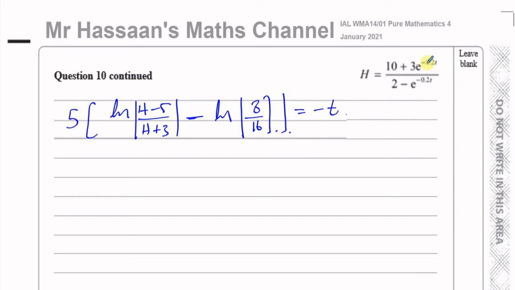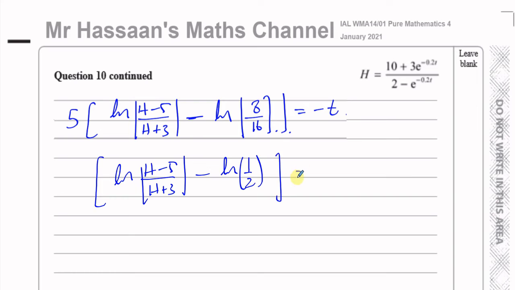So I see I have a minus 0.2t, and if I divide both sides by 5, I'll have minus 0.2t. That might help us. So also what I can do is at the same time, this is going to be ln of a half. So I have the ln of the modulus of h minus 5 over h plus 3 minus the ln of a half. Okay, I don't have to put that modulus sign because it's positive, is equal to minus 0.2t. Okay, that's going to kind of help us, hopefully.